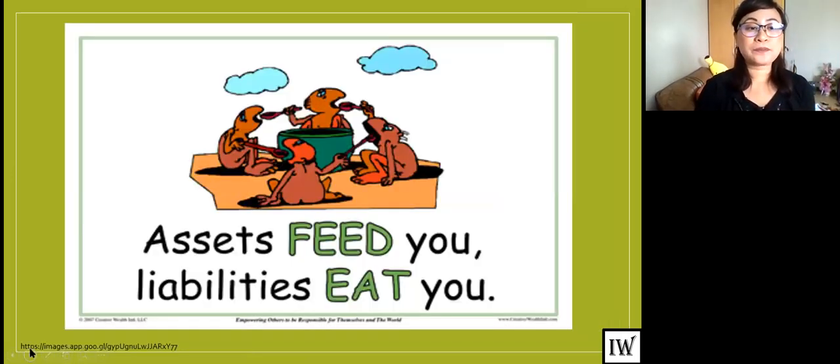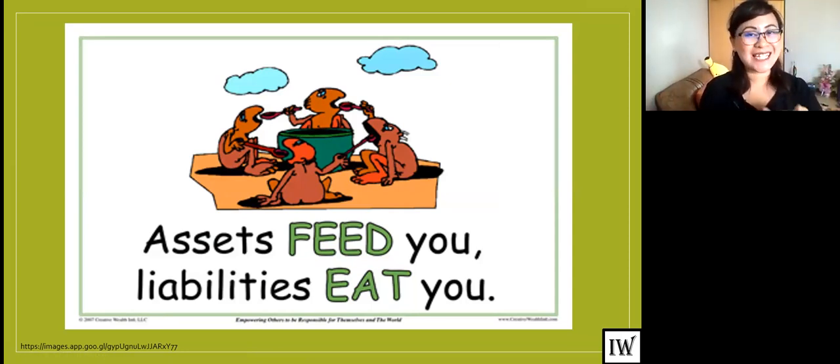Moving on, so, who doesn't agree with this statement? Assets feed you, liabilities eat you. Who doesn't agree to this one? I mean, agree, yeah. Well, I think this is very real statement.